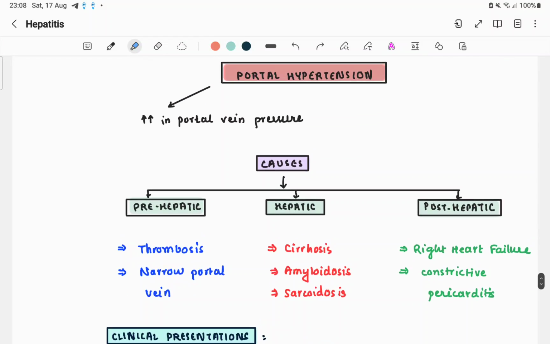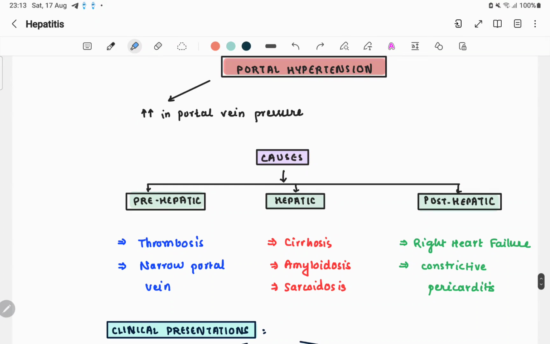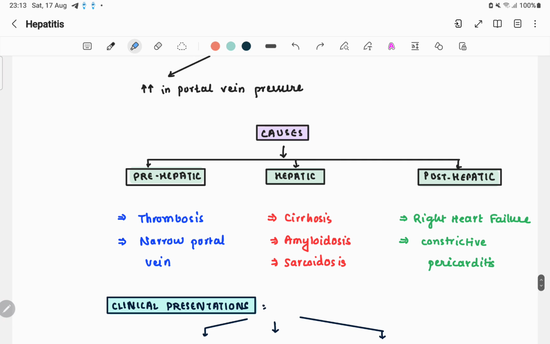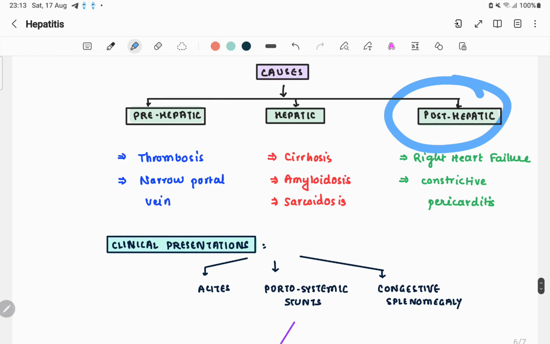Now let's come to portal hypertension. Portal hypertension is due to increase in portal vein pressure. Causes are prehepatic, hepatic, and post-hepatic. What are the prehepatic causes? Thrombosis will occlude the portal vein, and a narrow portal vein may be a cause. Hepatic causes are any liver pathology like cirrhosis, amyloidosis, sarcoidosis. Post-hepatic causes are right heart failure and constrictive pericarditis.